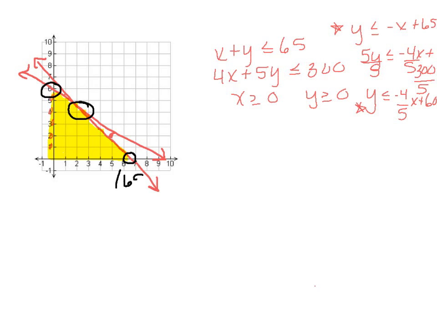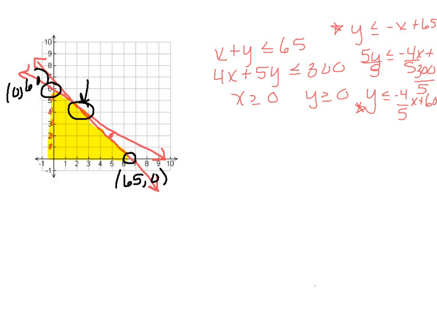We have (65, 0), and we have (0, 60). But we need to know what this point here is. So remember, we can solve using the Gauss-Jordan elimination method, which is what we're going to do right now, to determine what point is that they touch one another. It's not very clear from my graph.